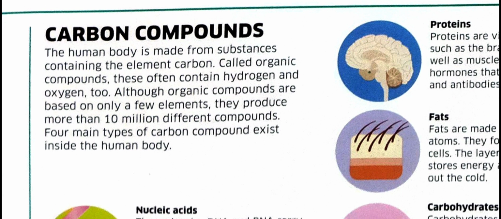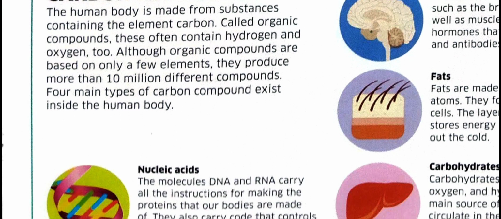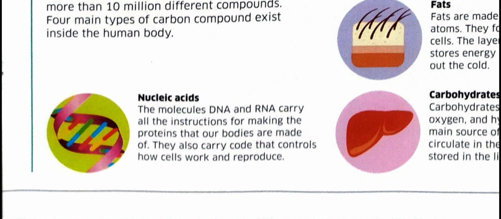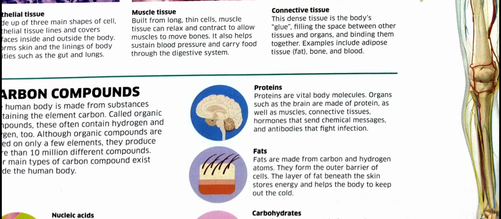Examples include adipose tissue, fat, bone, and blood. Now, carbon compounds. The human body is made from substances containing the element carbon, called organic compounds. These often contain hydrogen and oxygen too. Although organic compounds are based on only a few elements, they produce more than 10 million different compounds. Four main types of carbon compound exist inside the human body. Nucleic acids. The molecules DNA and RNA carry all the instructions for making the proteins that our bodies are made of. They also carry code that controls how cells work and reproduce.